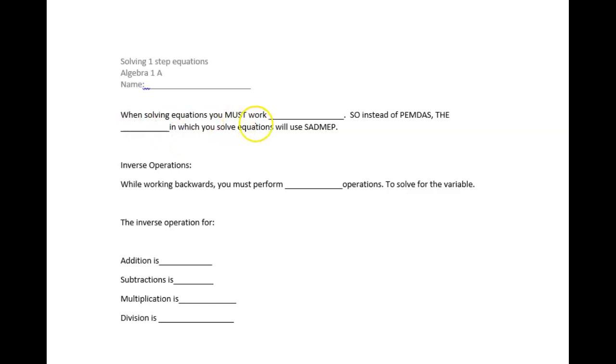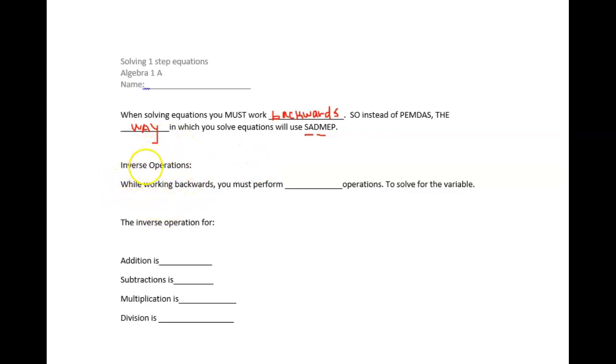When solving equations, you've got to work backwards. So go ahead and write backwards in the blank. So instead of thinking PEMDAS, the way in which you solve equations, you'll use SADMEP? No. Well, you'll just think subtraction, addition first I'm going to get rid of. Then division and multiplication. I work backwards, okay?